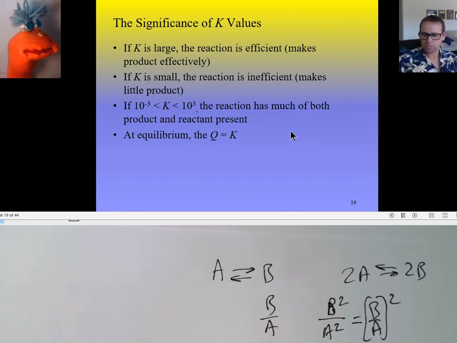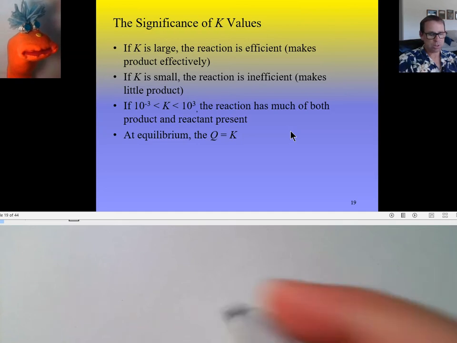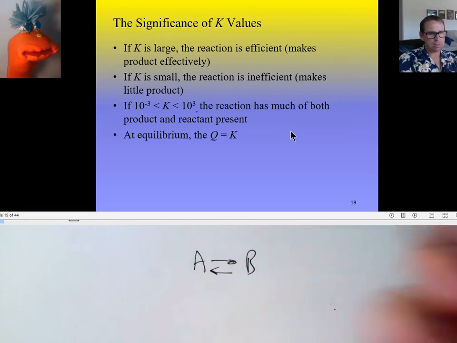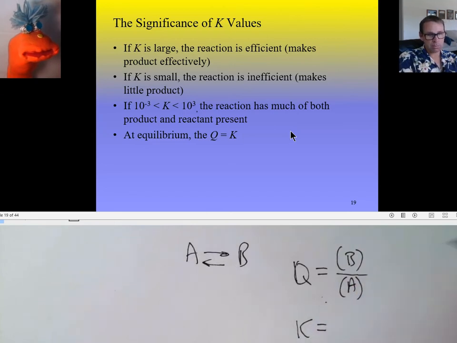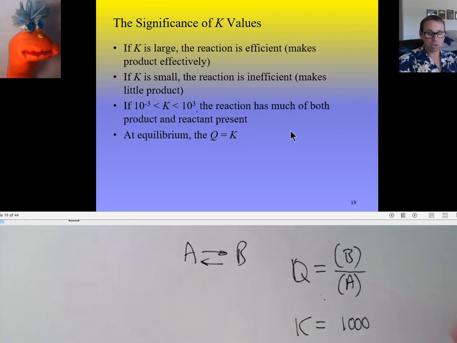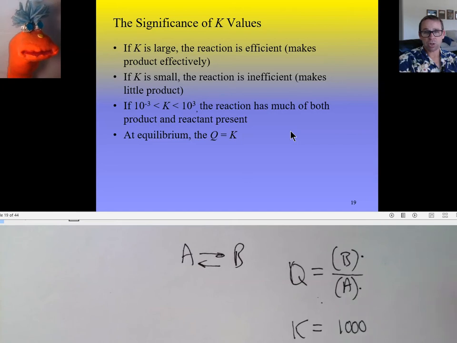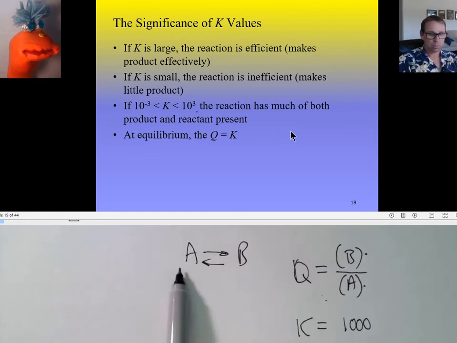Okay, so let's talk about then what a large K value means, what a small K value means, and what a K value that's close to 1 would mean. What do you think? What would a large K value indicate? Well, you said that large K's meant that at equilibrium there's more product? That's right. Let's, again, go back to a simple reaction, A and B. The quotient would be concentration of B over concentration of A. At equilibrium, if I know that this value is 1,000, then that means the concentration of B is going to be much higher than the concentration of A. So products predominate when K is large. When K is very small, reactants predominate, right?